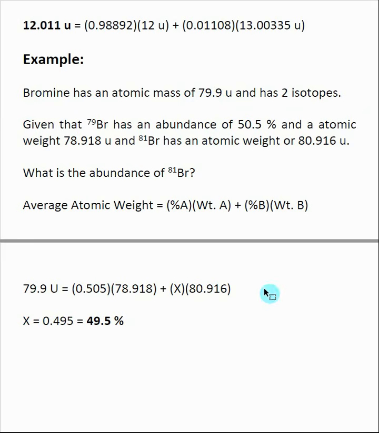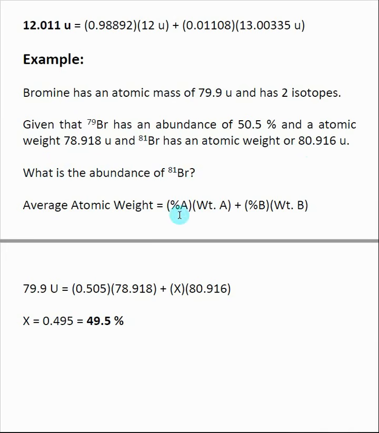You can find that there are kind of shortcuts and ways to check your answer. Bromine actually has 2 isotopes, and there's bromine 79, which has an abundance of 50.5, and then there is bromine 81, which has an atomic weight of 80.9 and an abundance of what we're looking for. So we say, what's the abundance of bromine 81? So the average atomic weight we get from the periodic table goes there.